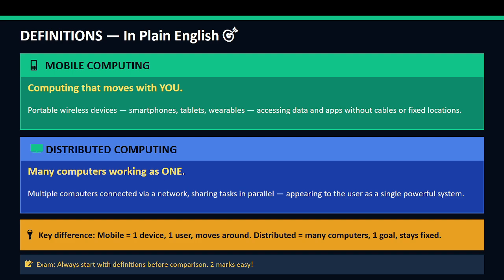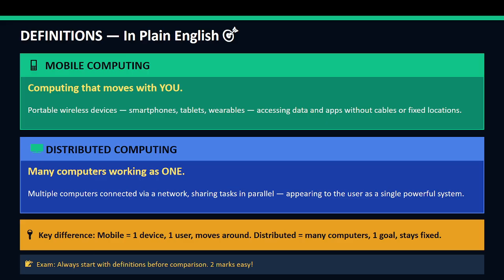Okay, let's lock in the definition. These are some exam marks right here. Mobile computing is computing that moves with you. Portable wireless devices, your phone, your tablet, your smartwatch, accessing data and apps without cables or a fixed location. You move, it moves. Distributed computing is many computers working as one. Multiple computers connected on a network, sharing tasks in parallel, appearing to the user as a single powerful system.